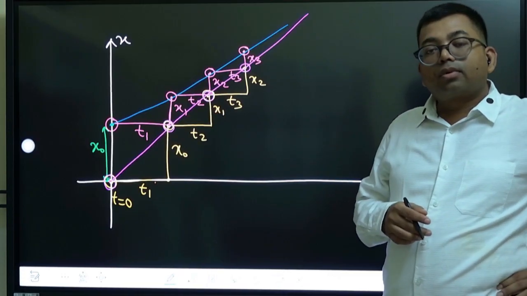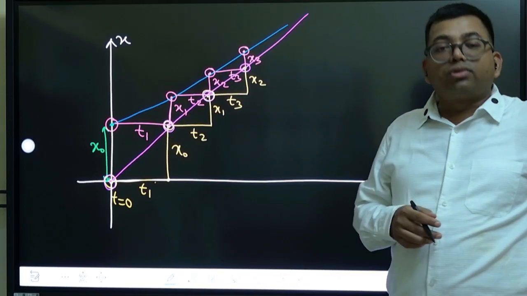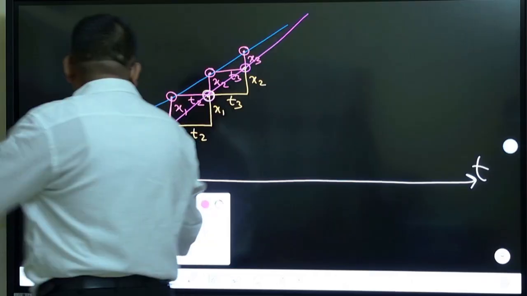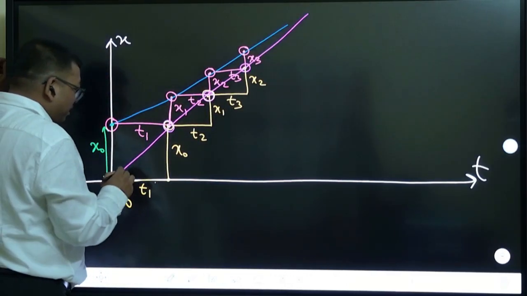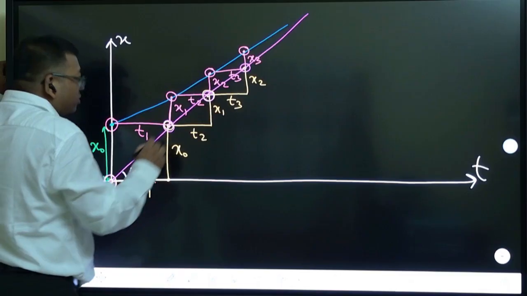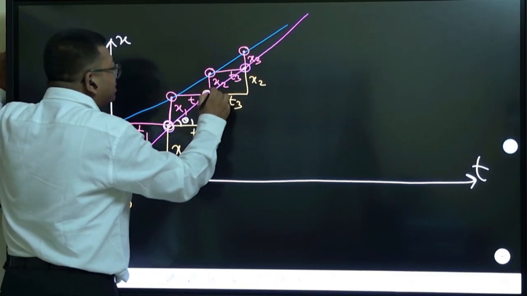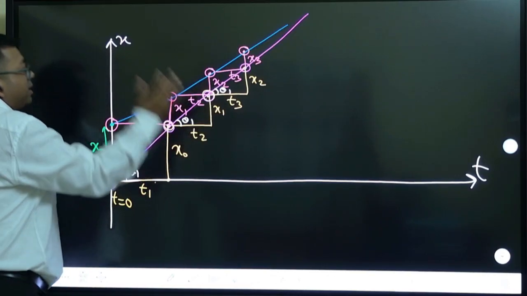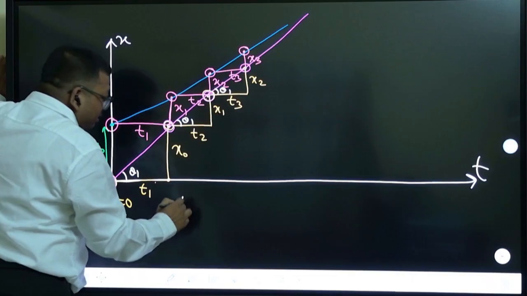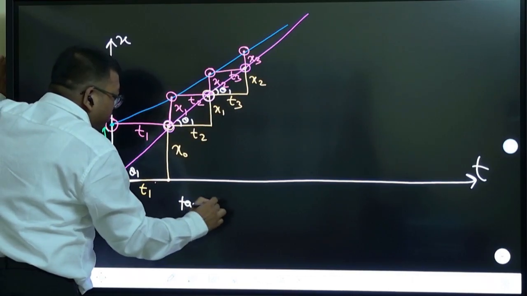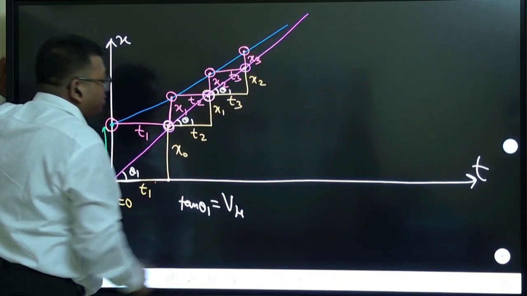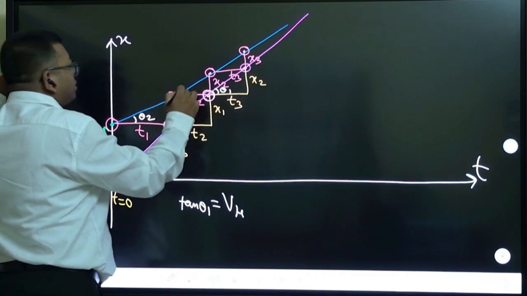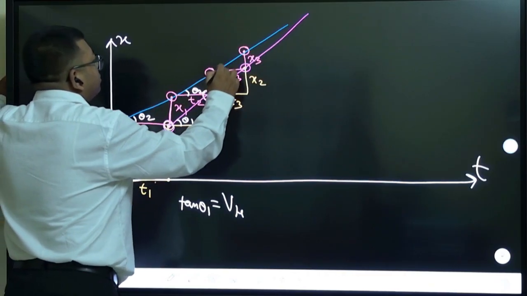So how to do this? You take this angle. Now try to understand. Suppose I am taking this angle as theta 1. All these angles will be theta 1. That's an interesting thing to note, because this is the same line. It will make the same angle theta 1, and this tan theta 1 is giving us the velocity of the hare.